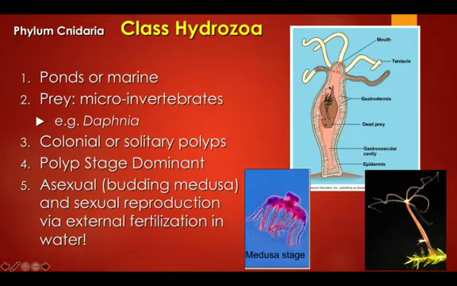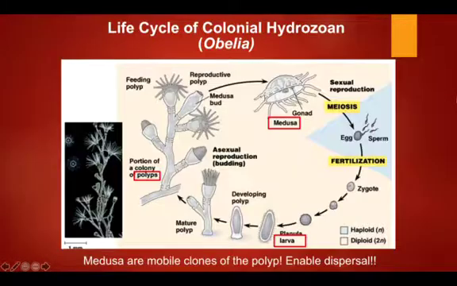This is a Daphnia. They can be colonial or solitary, so they can live in groups or they can live on their own. They are polyp stage dominant. This means the majority of their life is spent in the polyp stage. They will go through asexual reproduction, through budding, like we just went over, and produce the medusa stage. The medusa stage will then be capable of producing the egg and sperm, and sexual reproduction can occur.